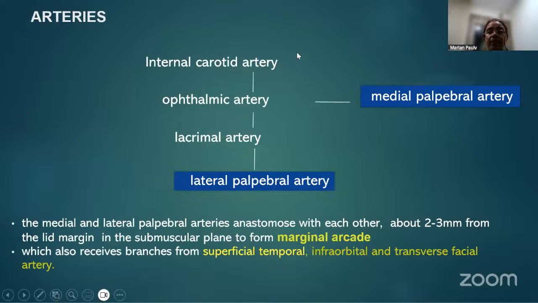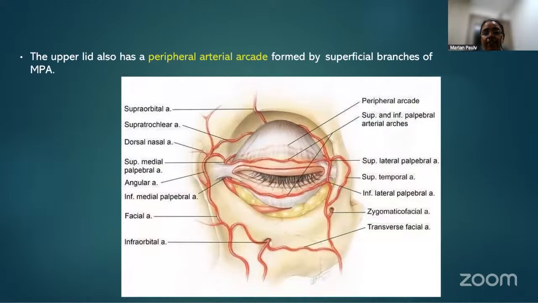Coming to the arterial supply, it is from the internal carotid artery, then the ophthalmic artery, then the lacrimal artery. From the ophthalmic artery, the medial palpebral artery arises, and from the lacrimal artery, the lateral palpebral artery arises. So it forms a marginal arcade that is 2 to 3 millimeters from the lid margin. This also receives branches from the superficial temporal, infraorbital, and transverse facial arteries.